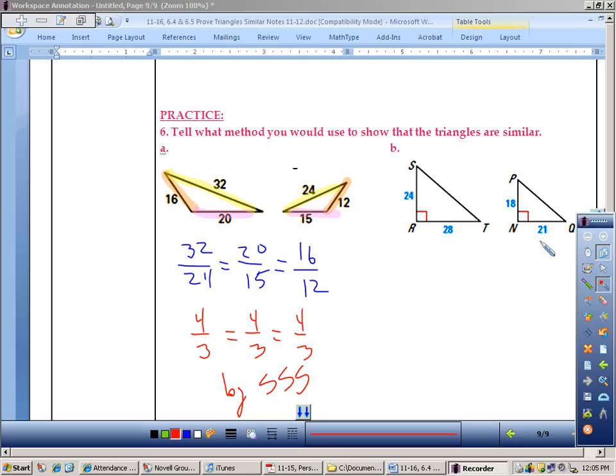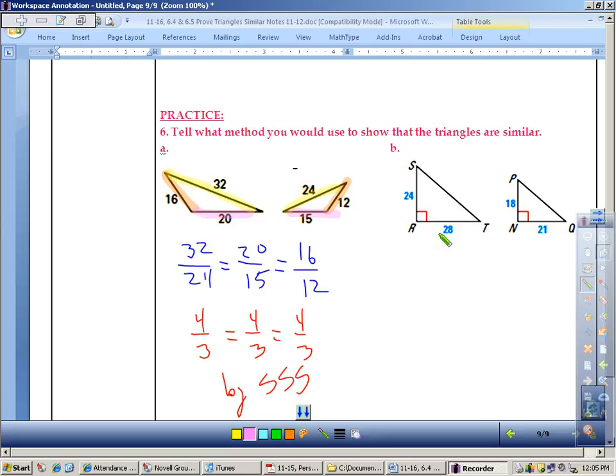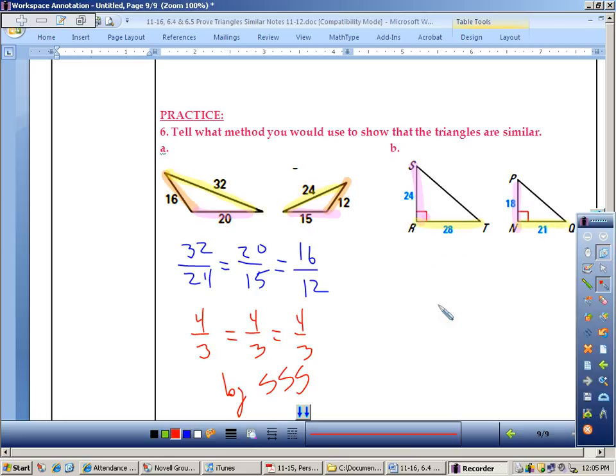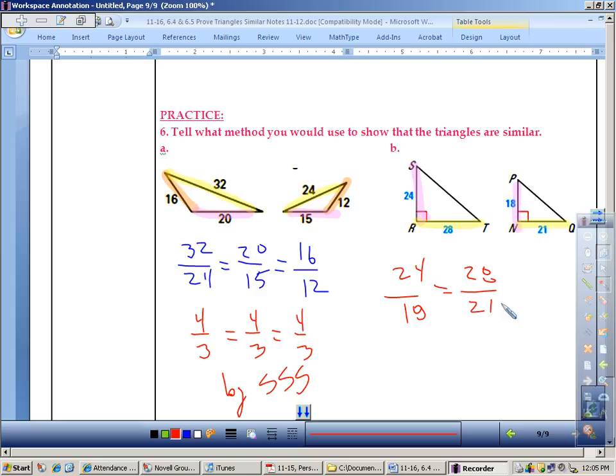And these last two, SRT and PNQ, I see the angles are congruent at R and N. They're both 90 degrees, and then I have side measurements on either side of them, so I'm looking at side angle side. I'm going to compare the smallest to the smallest, and the larger side to the larger side given. The hypotenuse would be the largest side. And 24 is to 18, and 28 is to 21. You reduce these down, and we know 6 goes into both. This again would be 4/3. 7 goes into both, 4/3. They are indeed proportional, so these are similar by the side angle side similarity theorem.